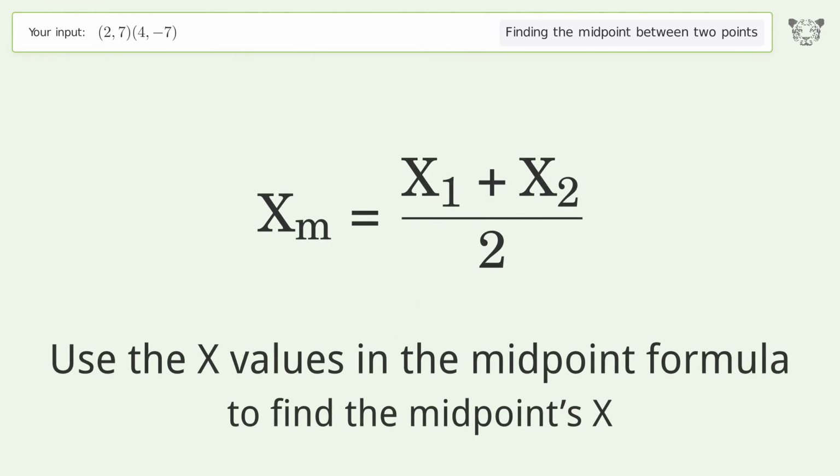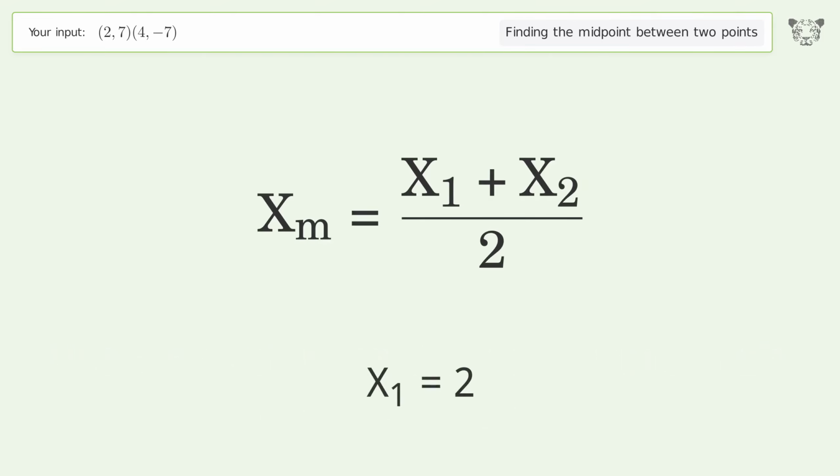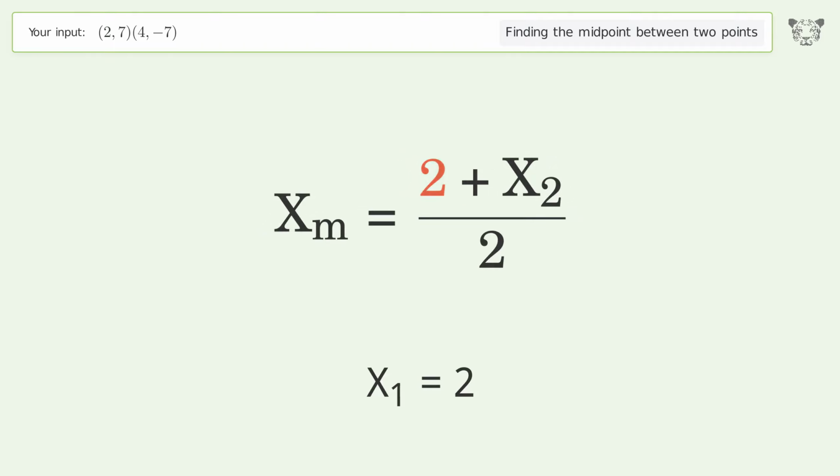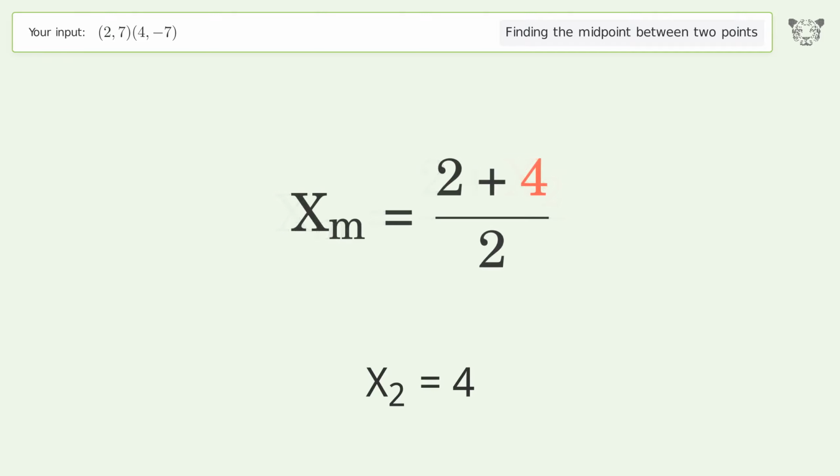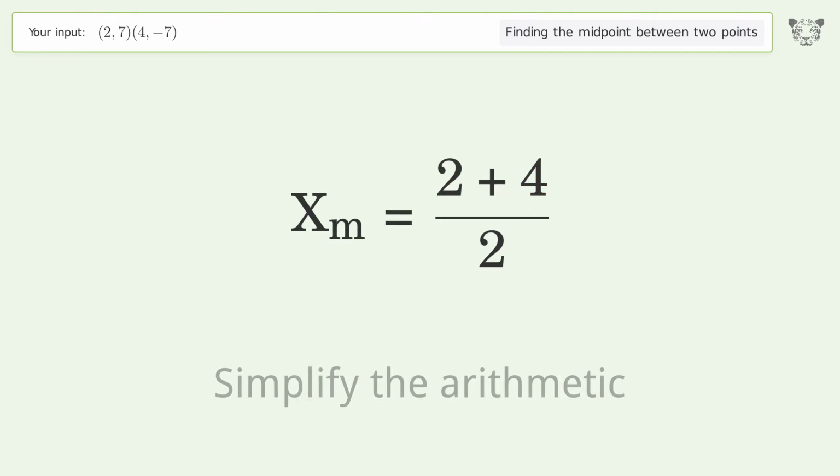Use the x values in the midpoint formula to find the midpoint's x. x1 equals 2. x2 equals 4. Simplify the arithmetic.